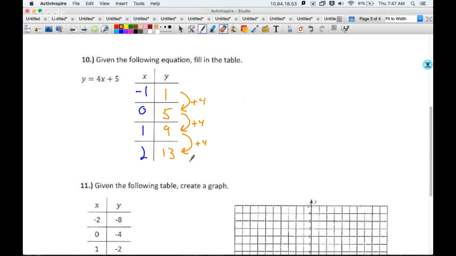And we can check with a point. Let's check with 2, 13. Y equals 4 times 2 plus 5. Y equals 8 plus 5. Y equals 13. Checks out.